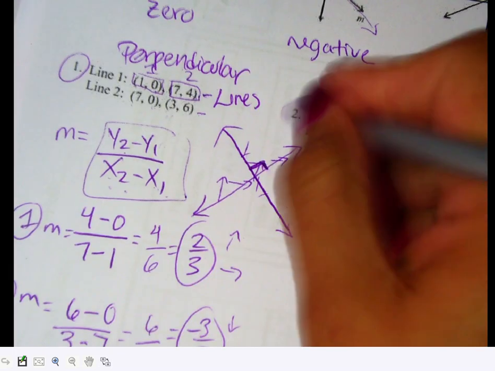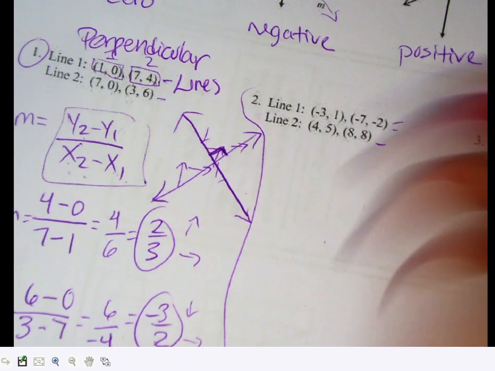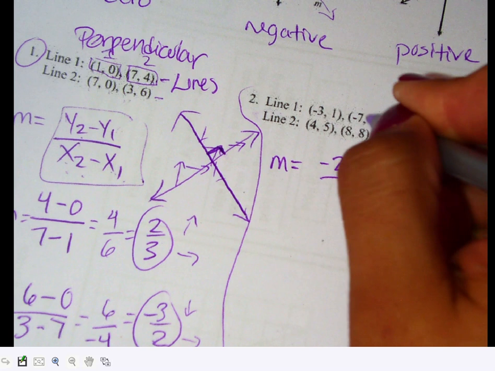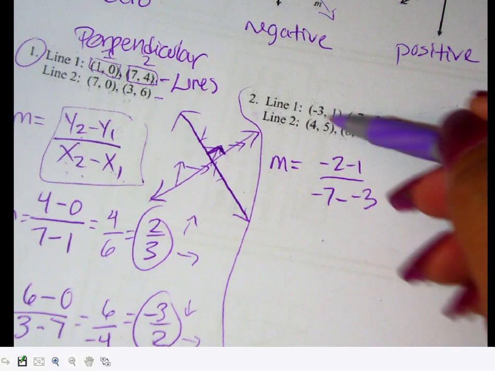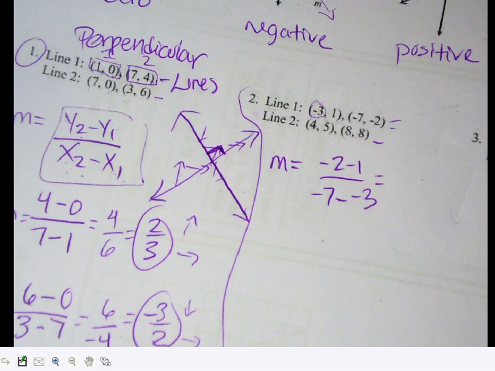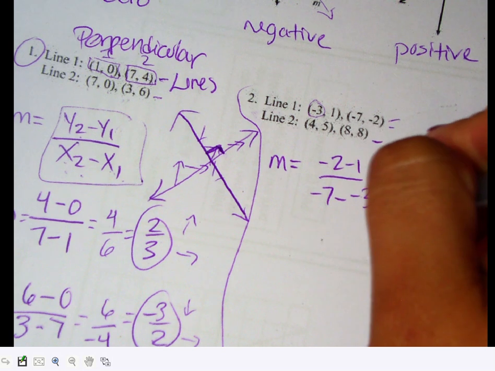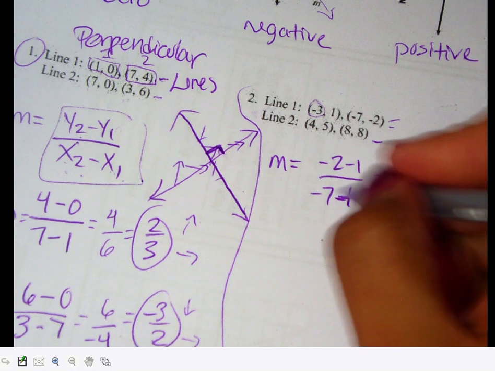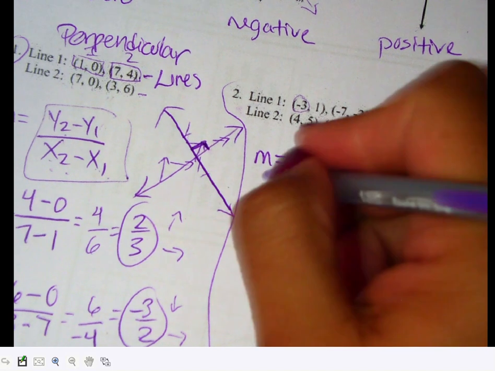All right, on the next two examples, we're going to do the same. We're going to find the slope for each. I'm going to do y2 minus y1 over x2 minus x1. And minus x1 means we're going to subtract the x1, so we put minus negative 3. You can either type this in the calculator or simplify by hand. Negative 2 minus 1 is negative 3. And then negative 7 minus negative 3, that's a plus technically. Negative 7 plus 3 is negative 4. This simplifies to a positive 3 over 4. And this is line 1.